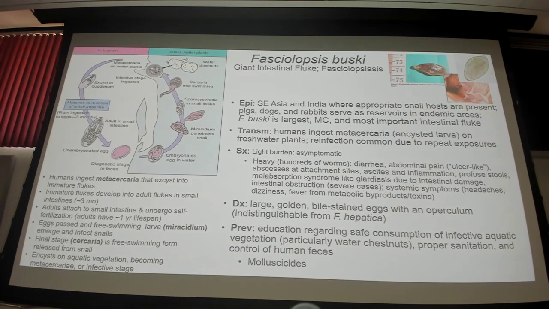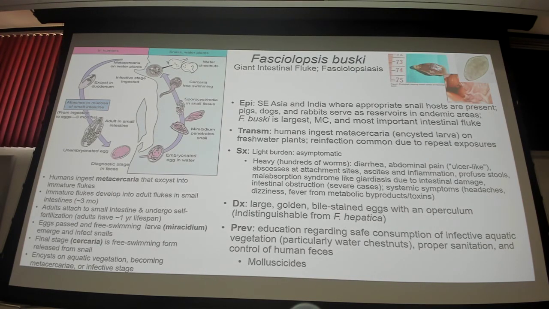This is arguably the least clinically relevant disease on this list of trematodes, but it's not trivial if you're living in one of these endemic areas in Southeast Asia. You don't get these cases in the United States, but it is important in Southeast Asia, and it's important because of the agricultural practices that people have there.